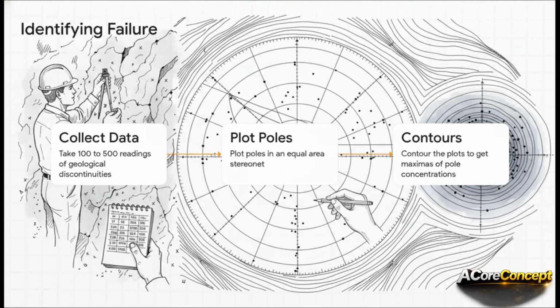To identify these failure modes in real life, engineers definitely don't just eyeball it. They map out the structural complexity by taking anywhere from 100 to 500 compass readings of the joints. Then they plot these on a stereo net graph, which mathematically unmasks the hidden, dangerous structural patterns inside the mountain. By contouring these plots, they can clearly see the maximum concentrations of pole data, telling them exactly how that specific slope is primed to fail.